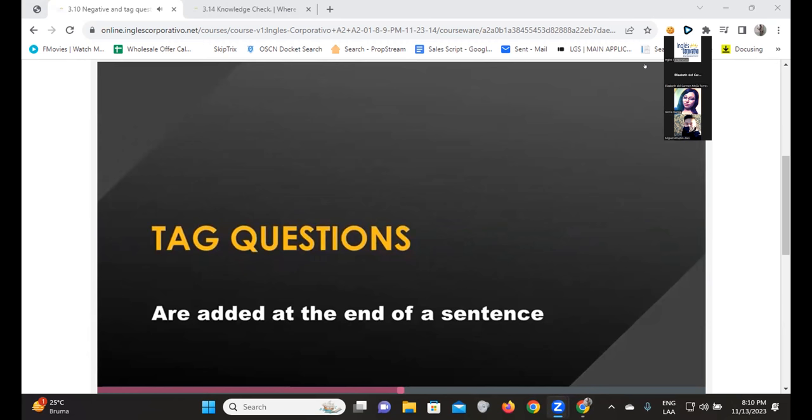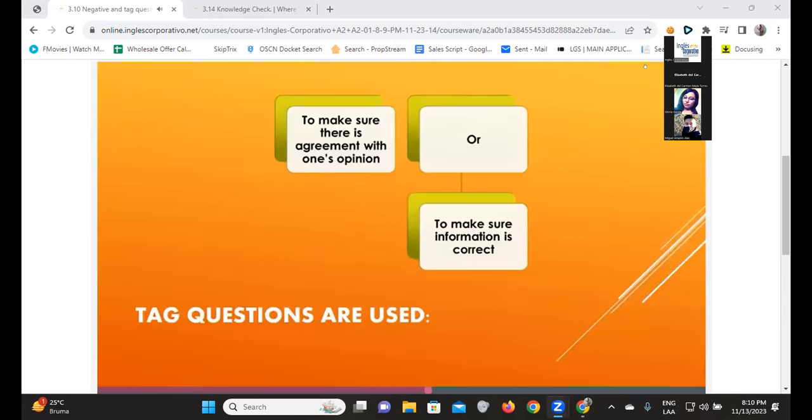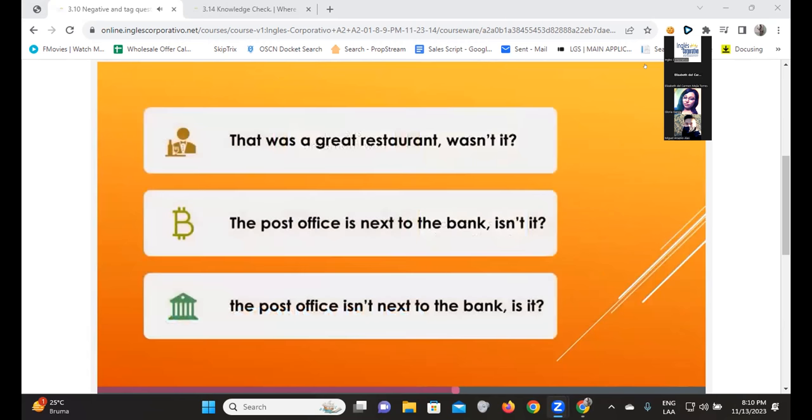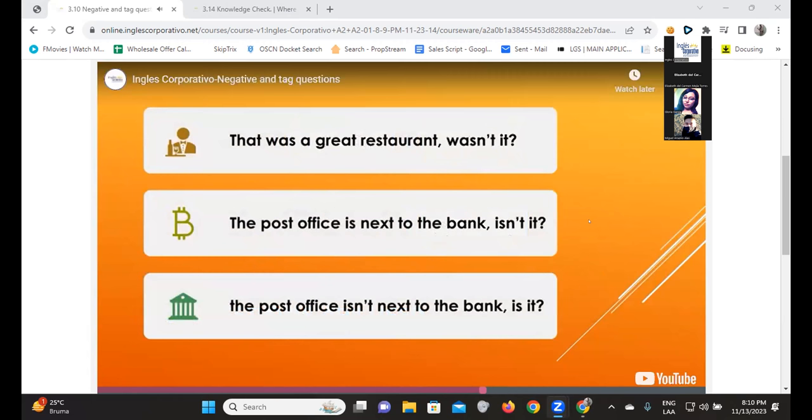Negative and tough questions for giving opinions. A tough question is a question added at the end of the sentence. Tough questions are used to make sure there's agreement with one's opinion or to make sure information is correct. That was a great restaurant, wasn't it? The post office is next to the bank, isn't it? The post office is next to the bank, is it?